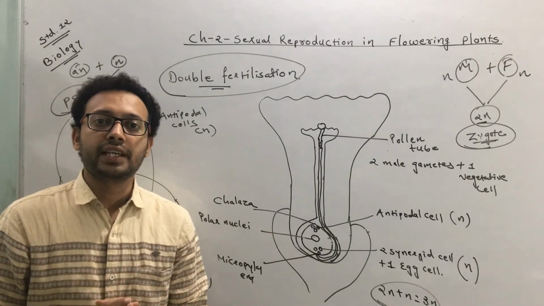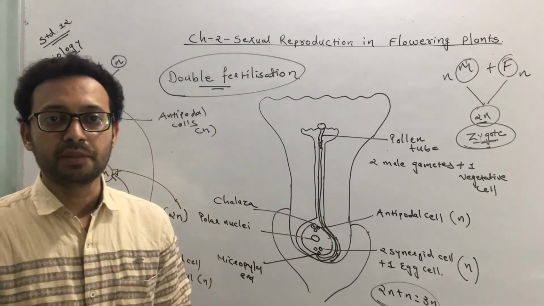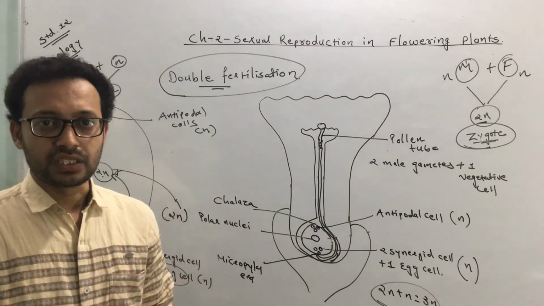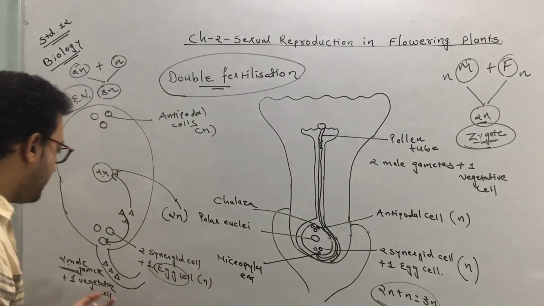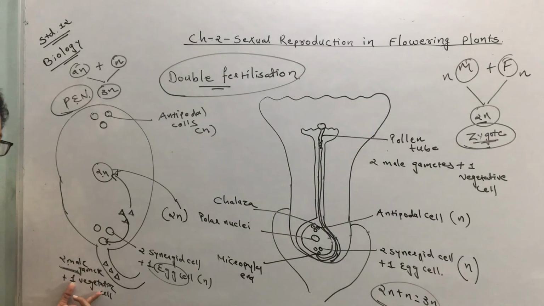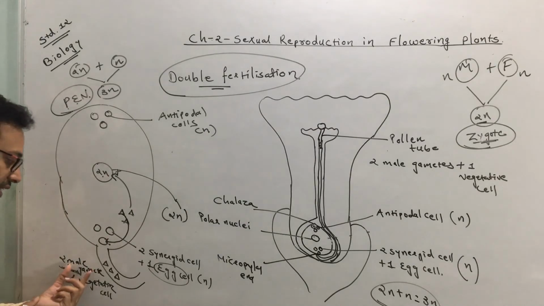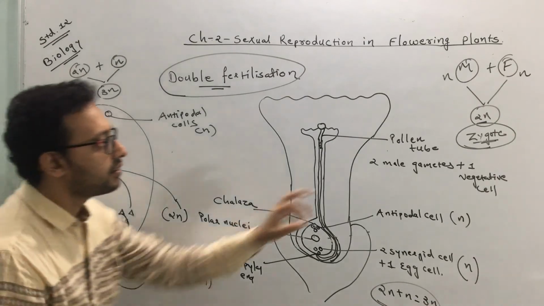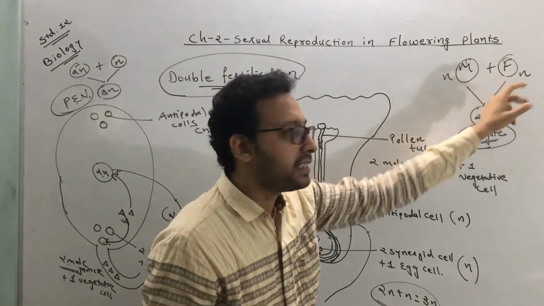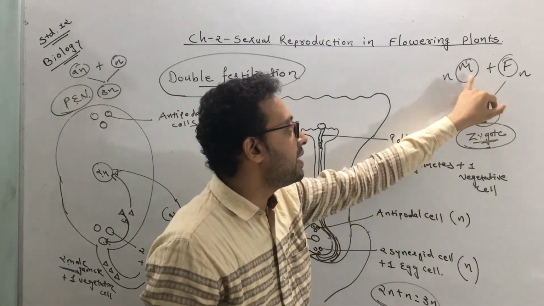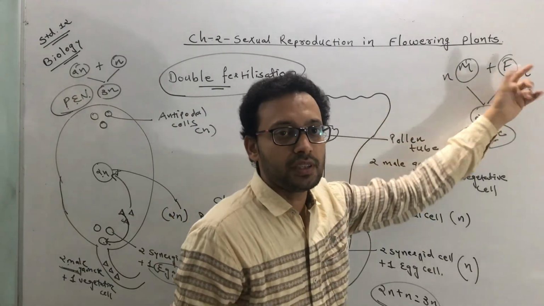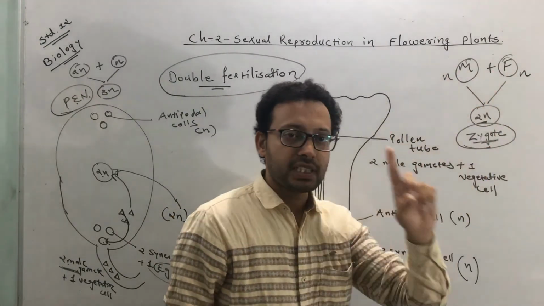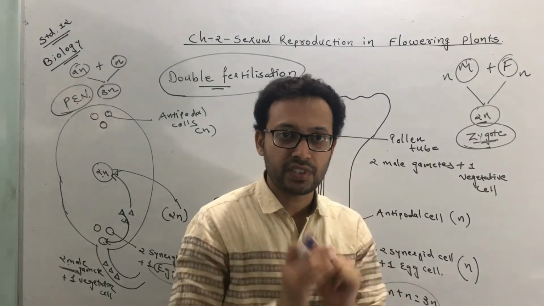Double fertilization is observed in angiosperms or flowering plants. In one case, the pollen tube contains 2 male gametes and 1 vegetative cell. These male gametes and the vegetative cell are released into the embryo sac. From these 2 male gametes, 1 male gamete fuses with an egg cell, the female gamete, and that forms a zygote. Male gamete is haploid, female gamete is also haploid. Both together form a diploid zygote. That is the first product formed in the first fertilization.